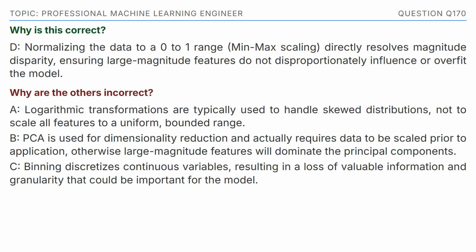B. PCA is used for dimensionality reduction and actually requires data to be scaled prior to application, otherwise large magnitude features will dominate the principal components. C. Binning discretizes continuous variables, resulting in a loss of valuable information and granularity that could be important for the model.